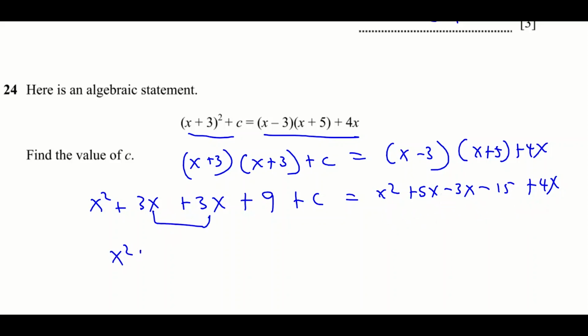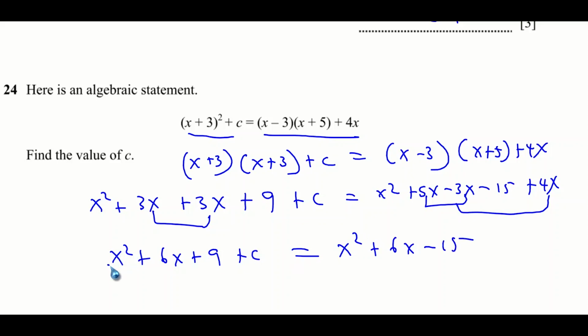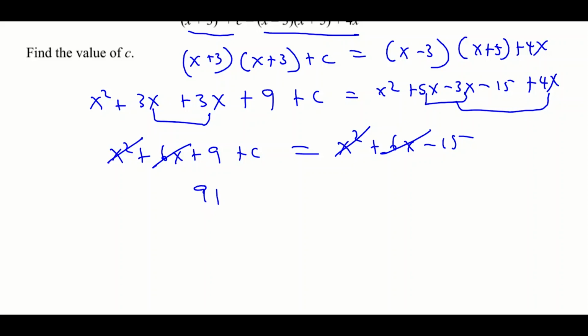So we have x squared plus 6x plus 9 plus c equals 5x minus 3x, that will be 2x. 2x add 4x, that will be 6x. So we have x squared plus 6x minus 15. So x squared, we cancel x squared here, plus 6x, we cancel plus 6x. So we are left with 9 plus c equals negative 15. So let's subtract 9 here. Subtract 9 here to get the value of c to be equal to minus 15 minus 9, that will be minus 24.